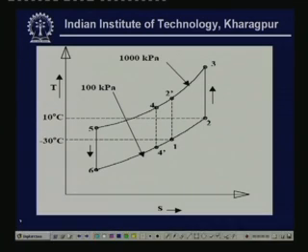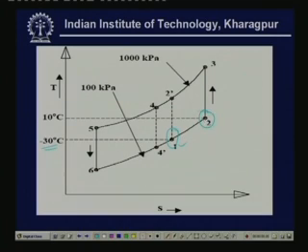Now, from the input data we know that the temperature at the exit of the low temperature heat exchanger is minus 30 degrees centigrade. We know this temperature. Okay. And we also know the pressure. So, immediately we can locate this point, and it is also given that the temperature at the inlet to the compressor is plus 10 degrees centigrade. That means this temperature is also given.